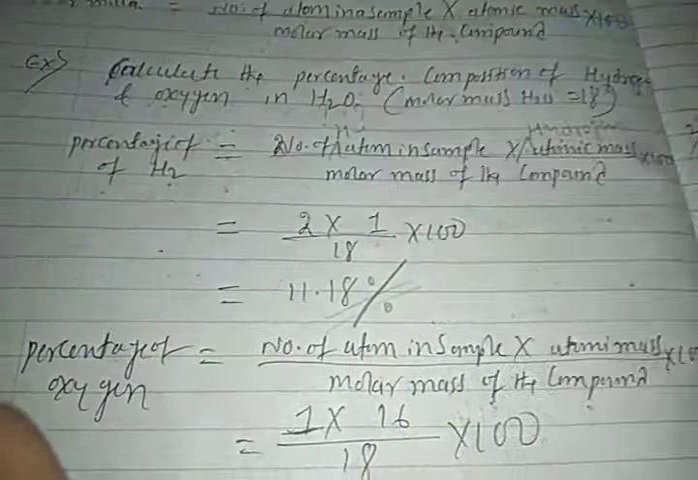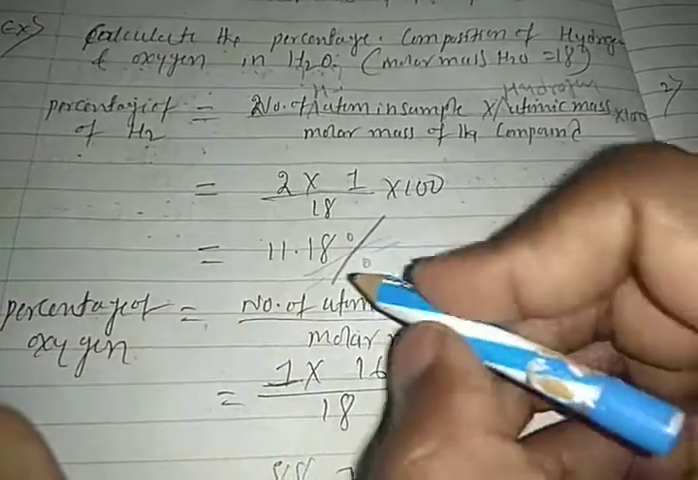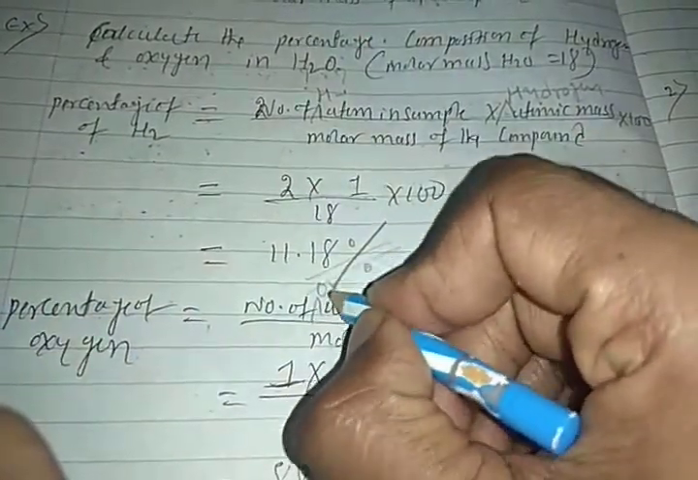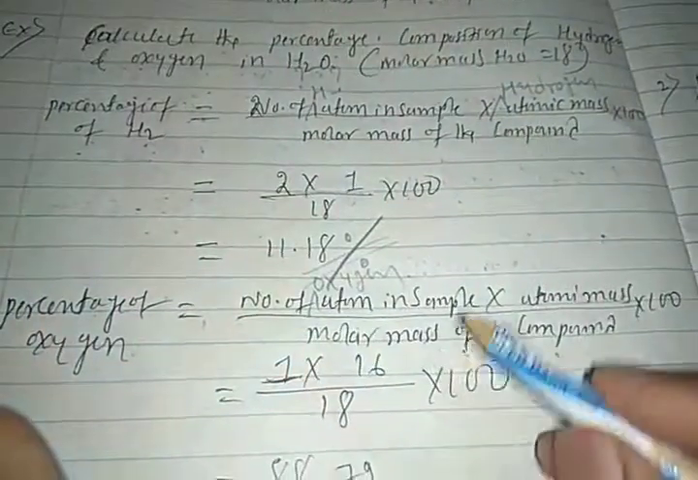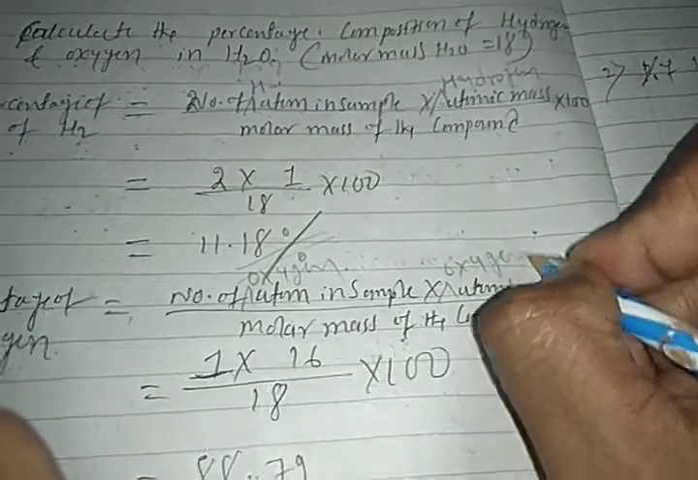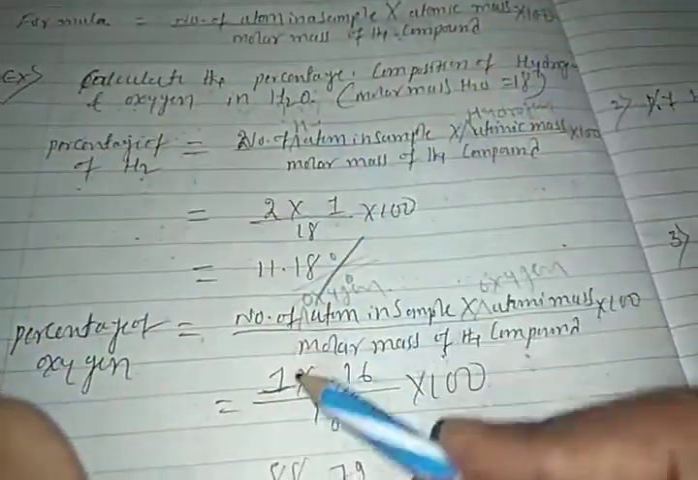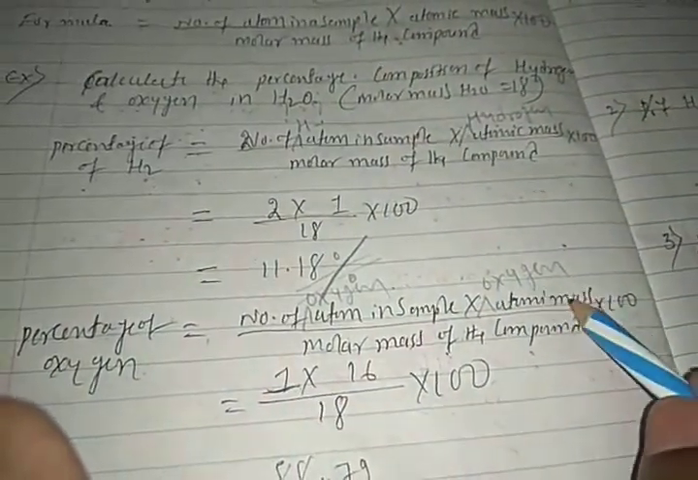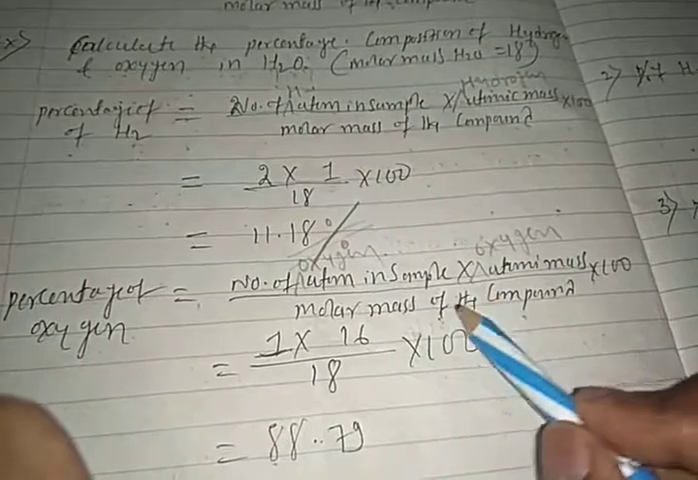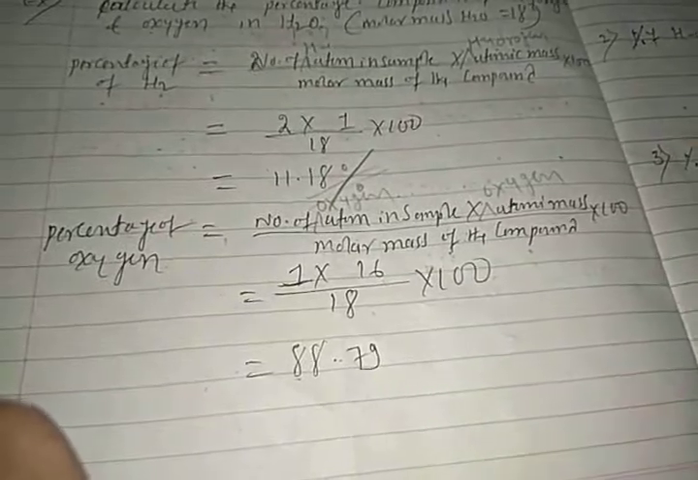What is the percentage of oxygen? Percentage of oxygen is equal to the number of oxygen atoms in the sample times the atomic mass of oxygen. So how many oxygens exist here, students? Only one oxygen atom. H2O contains only one oxygen atom. Atomic mass is 16. Molar mass of the compound is 18, into 100 as it is. So 88.79%.